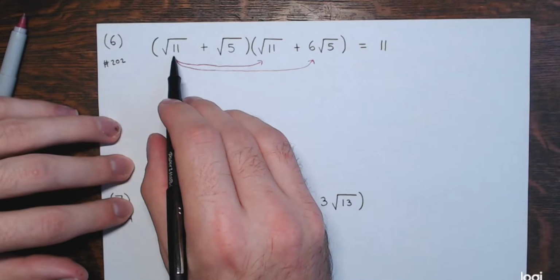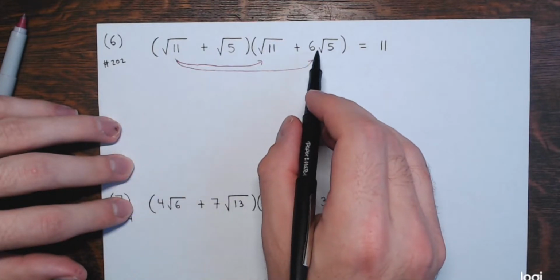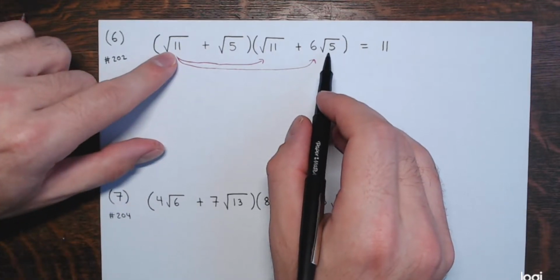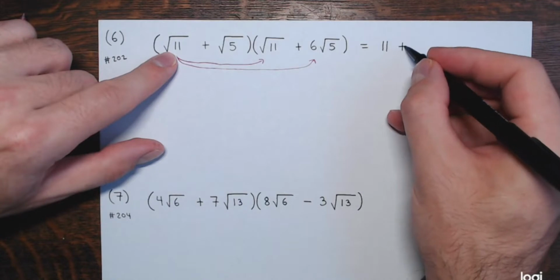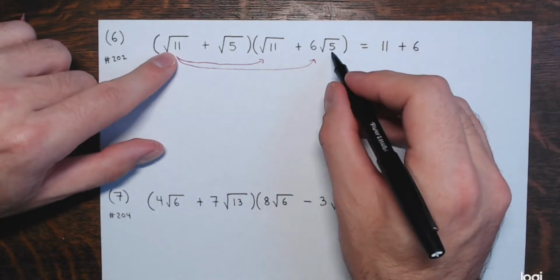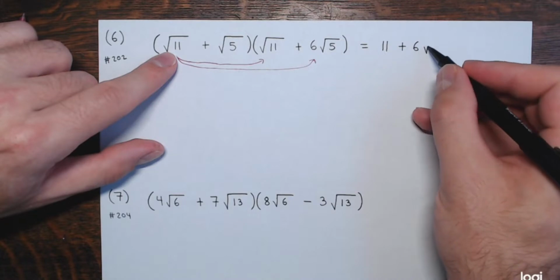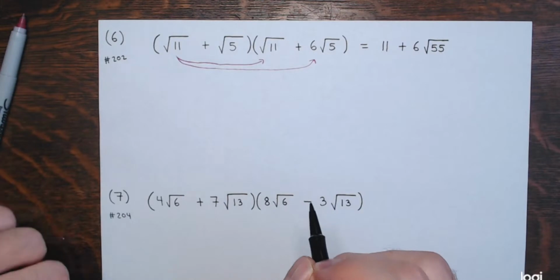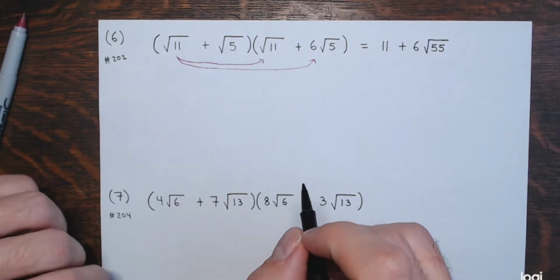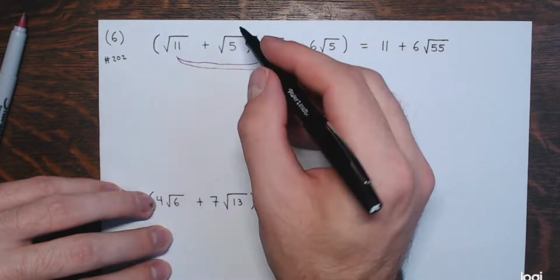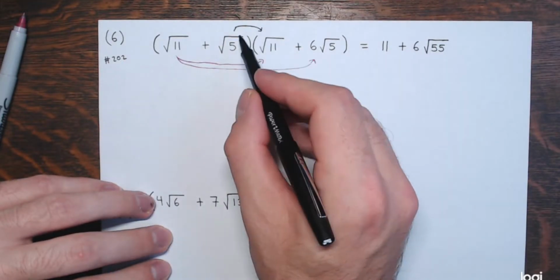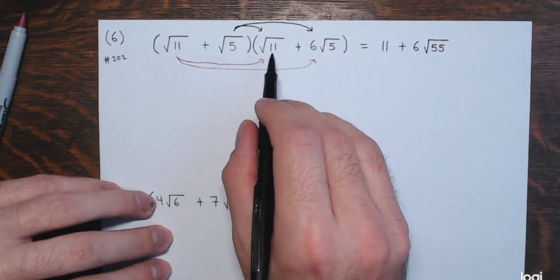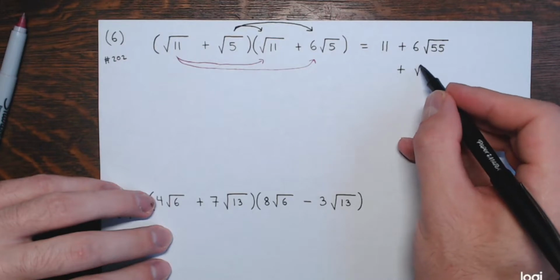And then the square root of 11 times positive 6 times the square root of 5. And the only factors I'd multiply here would be the square roots. So you have 6, positive 6 still, and then the square root of 5 times square root of 11 would be the square root of 55. Right, using that product property for radicals. Okay, now I'm done with the square root of 11. Let's distribute the square root of 5 now. So the square root of 5 times the square root of 11 would be positive 1 times the square root of 55.